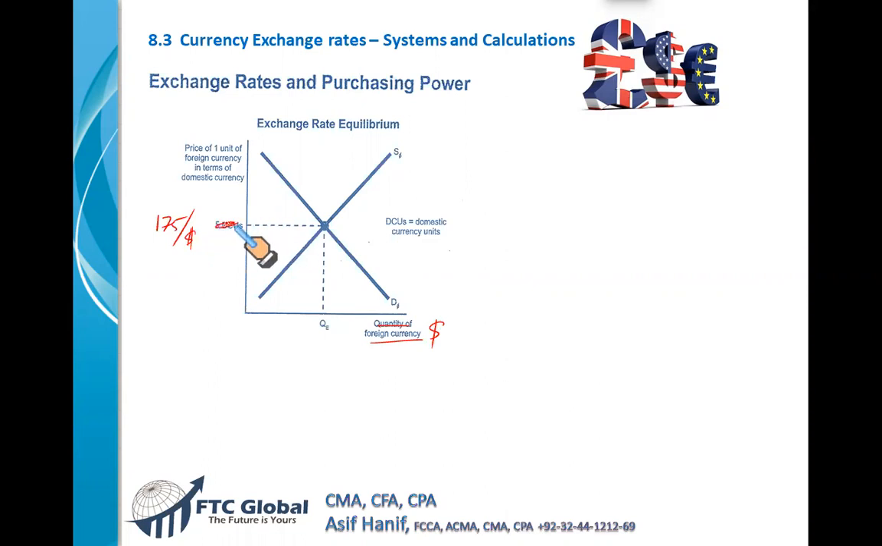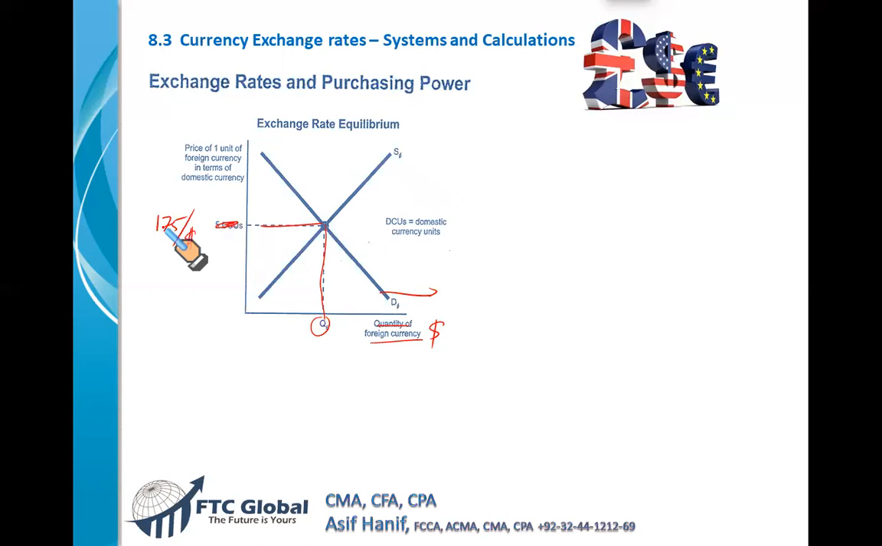And this is the current equilibrium exchange rate, and this is the current equilibrium quantity in the market. Now, what happens? There are two sides, demand and supply. Now, just try to make sense of how it works. Right now, the dollar is equal to 175.